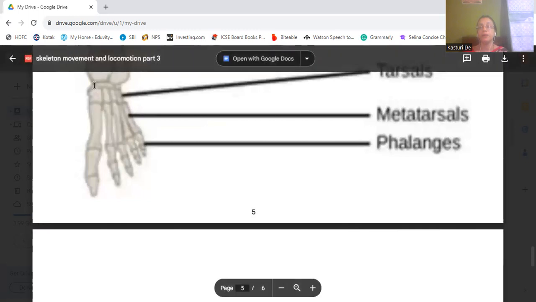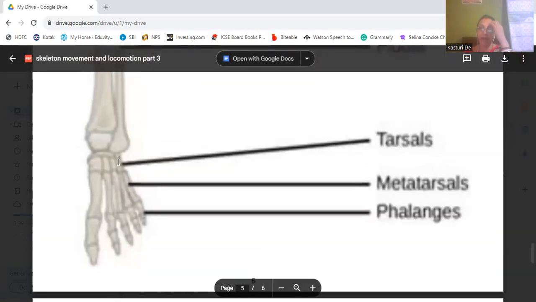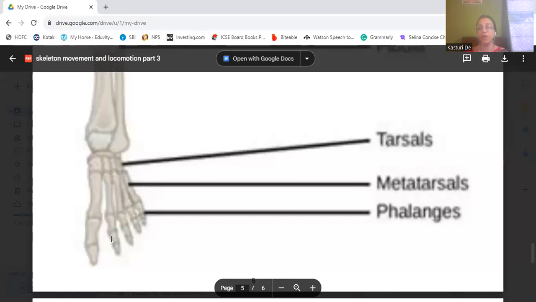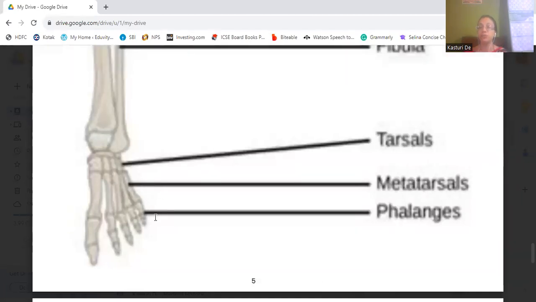Then in the tarsals, we have 7 bones. In the ankle, we have 7 tarsals. And in the foot, we have 5 metatarsals. You can see the 5 bones, 1, 2, 3, 4, and 5 metatarsals. Then in the phalanges, we have 14 bones. 2 in the big toe, and in the other toes, we have 3 bones each. So this is about the limbs.